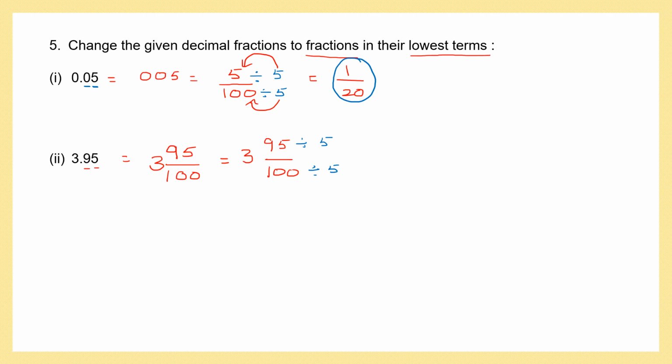Both are divisible by 5. So what do I get when I divide 95 by 5? Let me divide. 5 ones are 5, 6, 7, 8, 9, 45. 5 nines are 45. So I get 19, and 5 into what is 100? 20. Now don't forget to write this 3. 3 19 by 20 is the final answer.